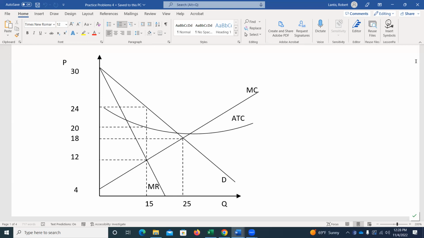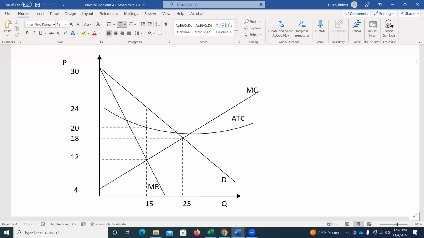Questions? How would I find consumer surplus from a monopoly? What area would that be up to? 30 and 24 and then 15. Yeah, it's going to be this upper, right? We always said consumer surplus is on top, producer surplus is on the bottom. That's an easy way to start thinking about it.